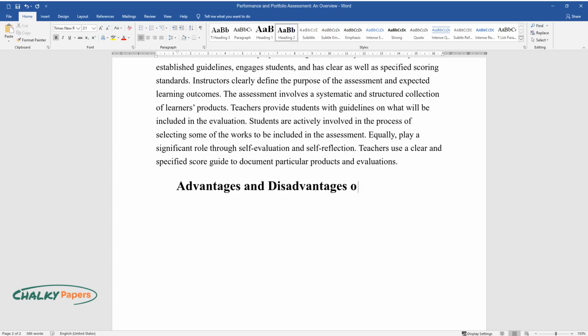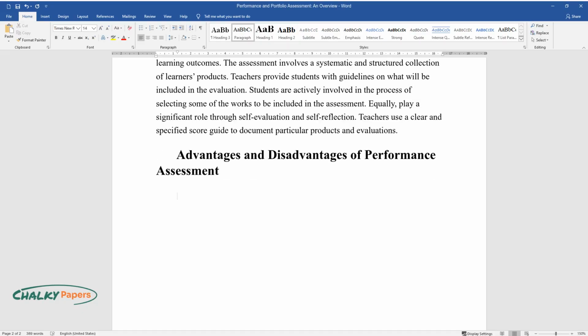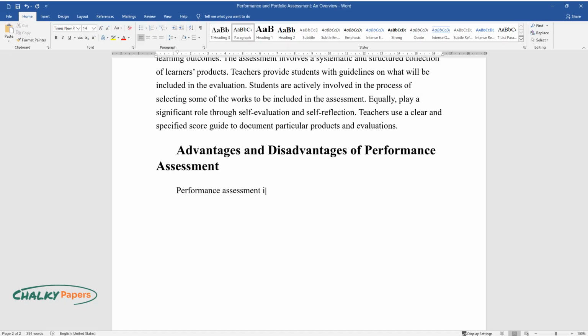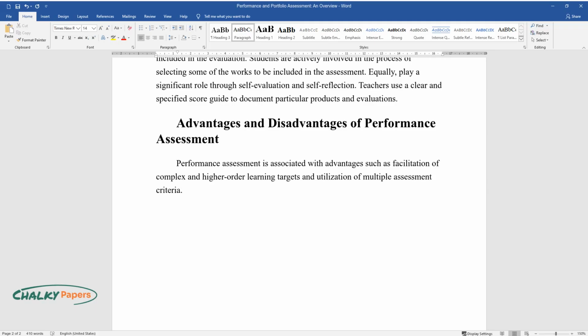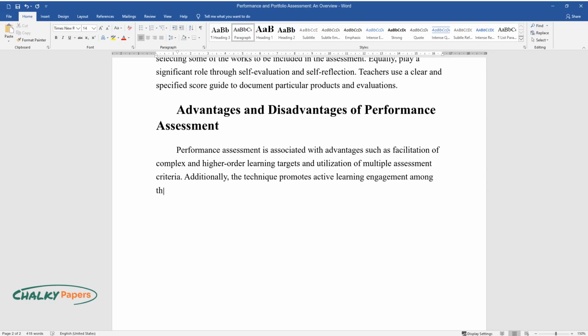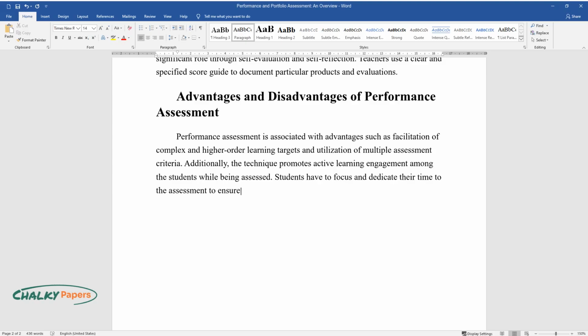Advantages and disadvantages of performance assessment. Performance assessment is associated with advantages such as facilitation of complex and higher-order learning targets and utilization of multiple assessment criteria. Additionally, the technique promotes active learning engagement among the students while being assessed. Students have to focus and dedicate their time to the assessment to ensure that they apply their knowledge as expected.